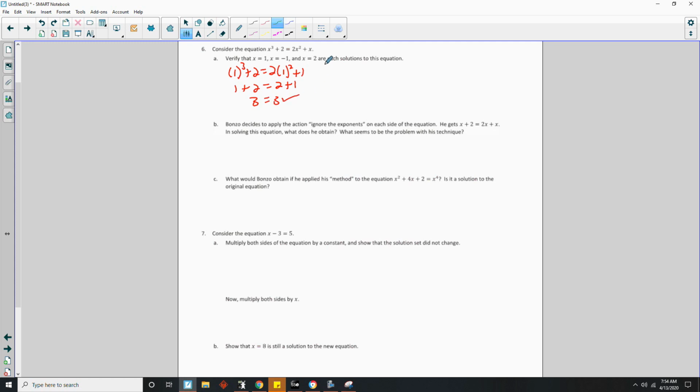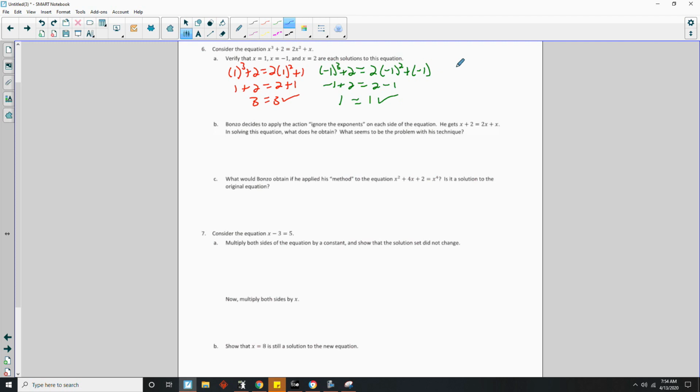Now I'm going to try negative 1. So it would be negative 1 cubed plus 2 equals 2 times negative 1 squared plus a negative 1. Negative 1 cubed is negative 1 plus 2 equals negative 1 squared is 1 times 2 is 2 plus a negative 1 is minus 1. So negative 1 plus 2 is 1 and 2 minus 1 is 1. So that is a solution.